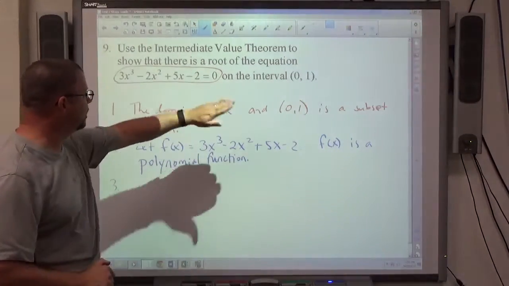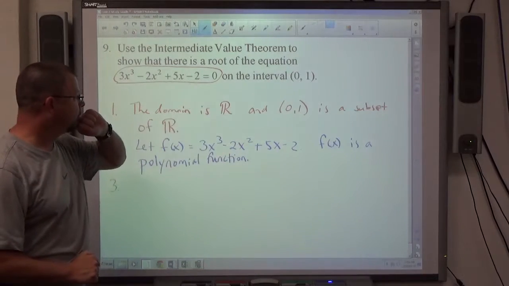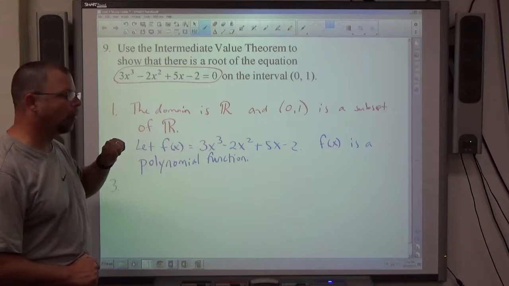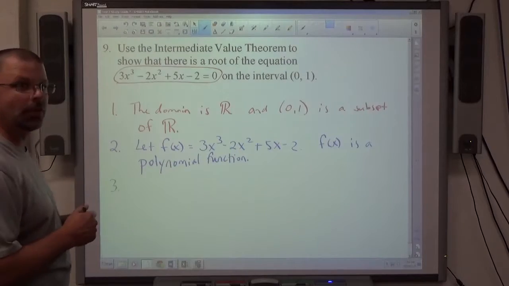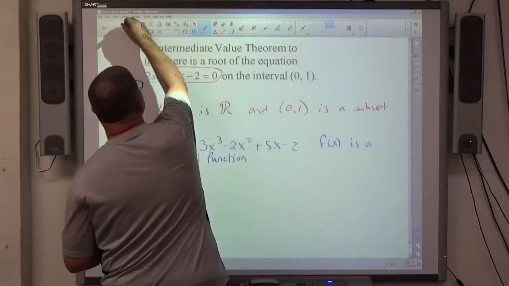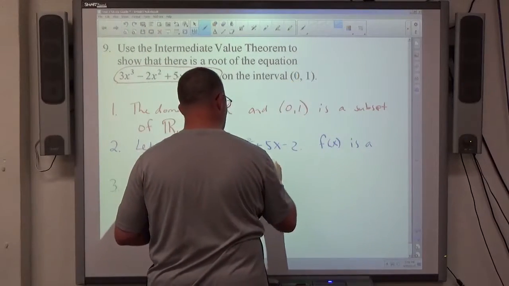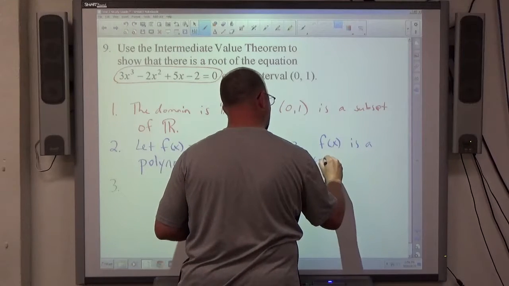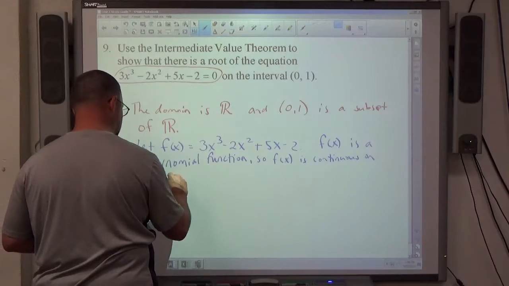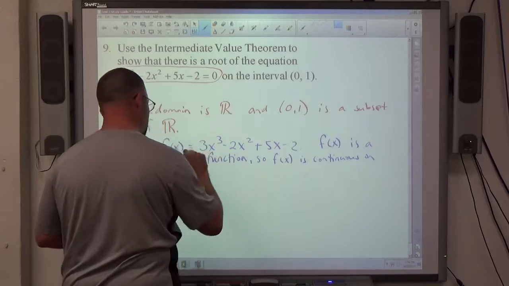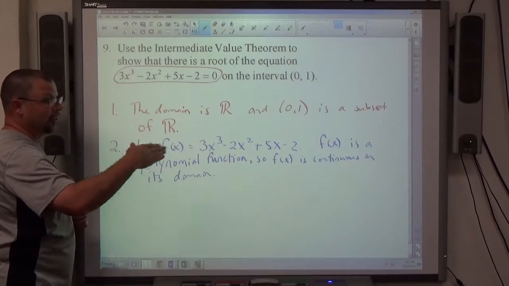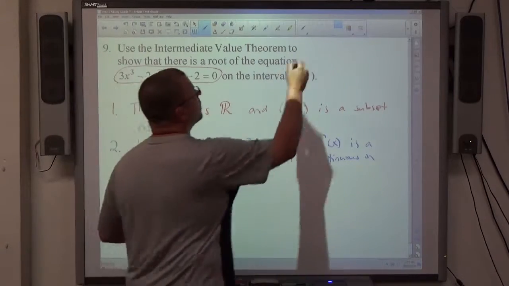Once I've established I've got a subset, 0, 1 is a subset, and I've also established that f of x is a polynomial function, which makes it continuous on its domain, I'll write that statement. So f of x is continuous on its domain. So we've established that 0, 1 is in the domain, and our function f of x being a polynomial function is continuous on its domain. So now we go on to establish its value.